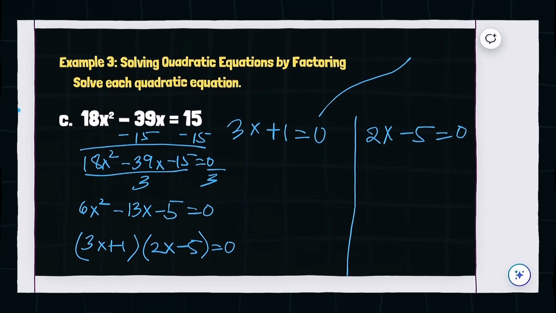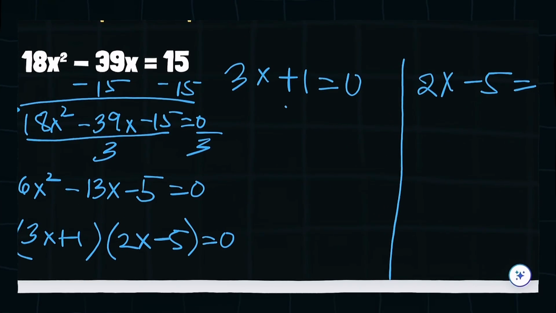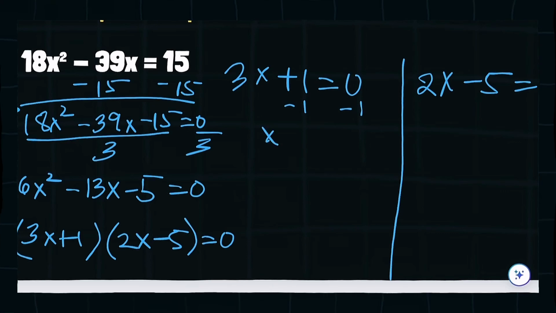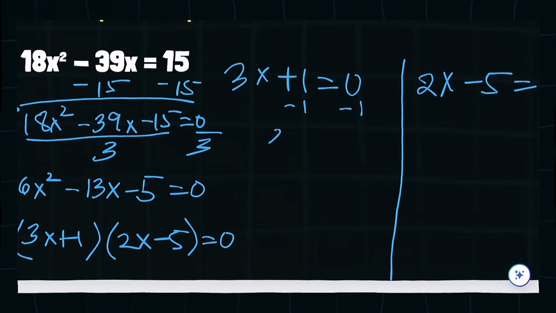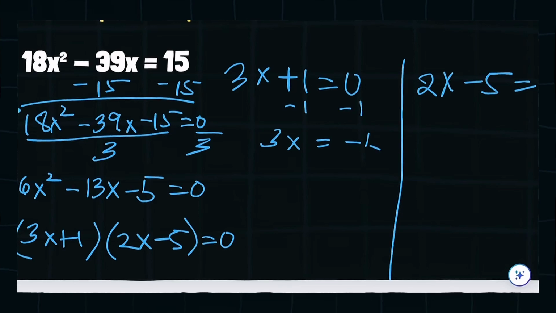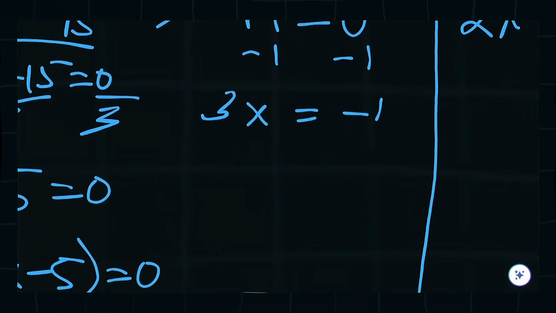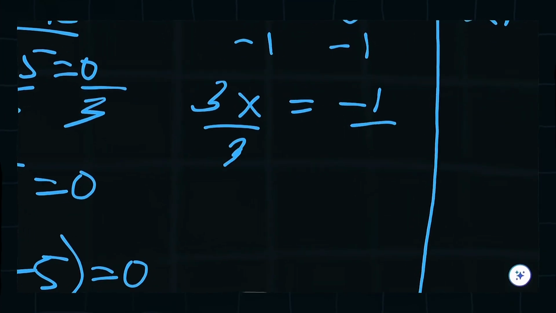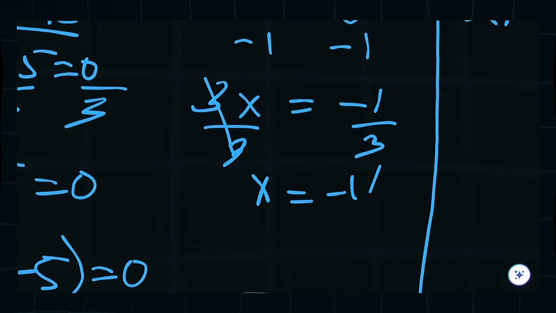Let us solve the left side. We have to eliminate 1 on the left side of the equation by subtracting 1 from both sides. Then we have 3x equals negative 1. As we continue, we isolate x on the left side of the equation by dividing both sides by 3. Then we have x equals negative 1 over 3.